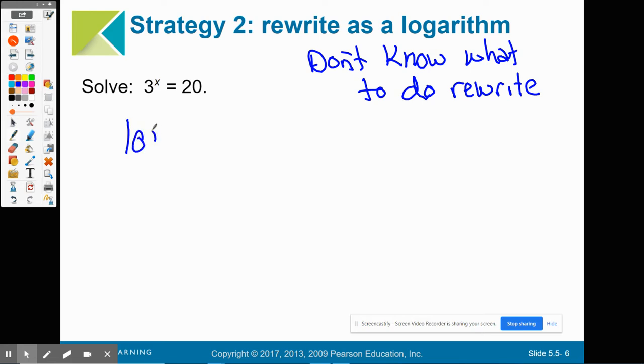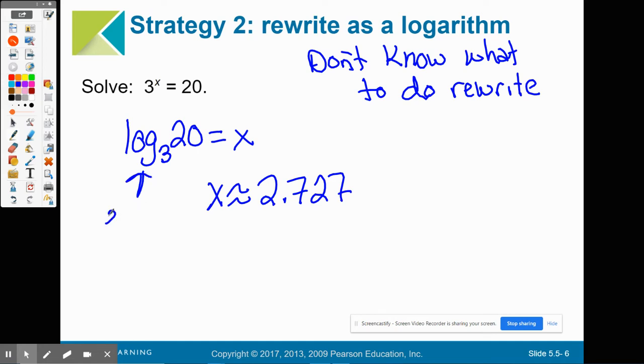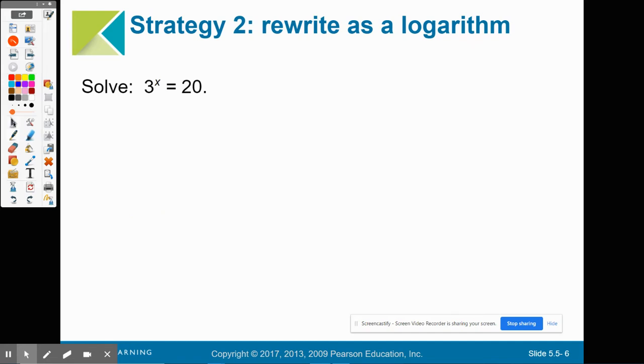Well, that would be the log base 3 of 20 equals x, which is the exponent. Now, if you want an exact answer, that actually is an exact answer. You could just leave it like that. But if they want a decimal approximation, you would use that log base button, and you can get x to be approximately 2.727. Okay, so this is what we would call an exact answer, and this one is an approximate. So if you don't know what to do, if you rewrite it, it might just tell you what you need to do.